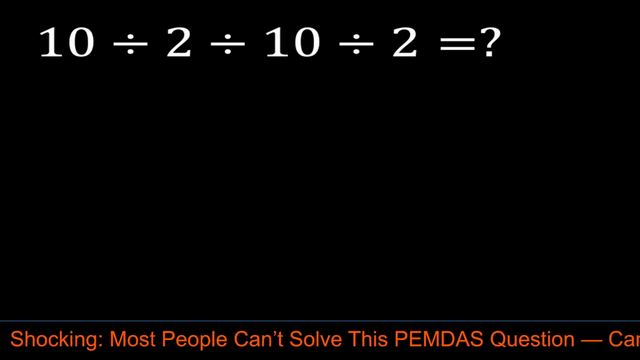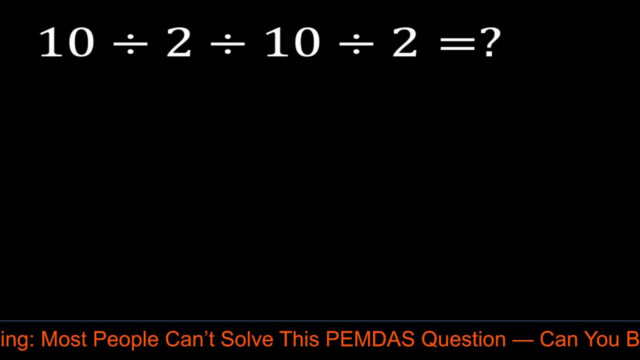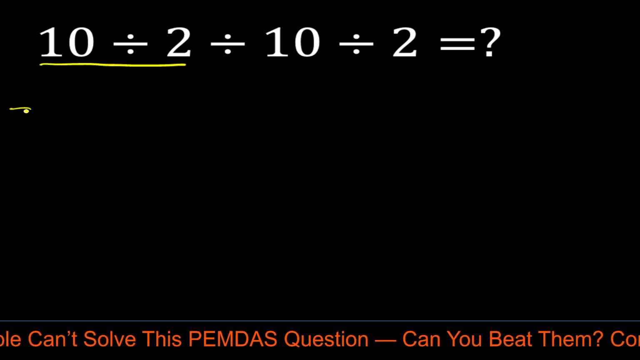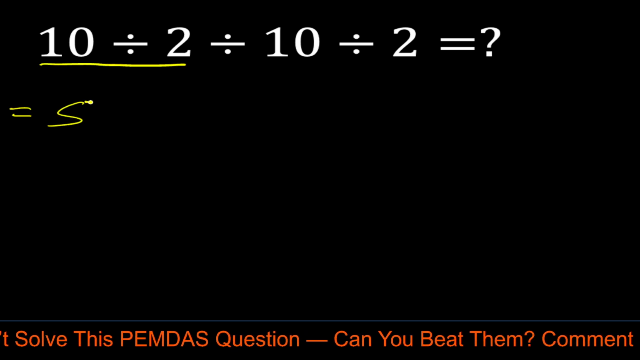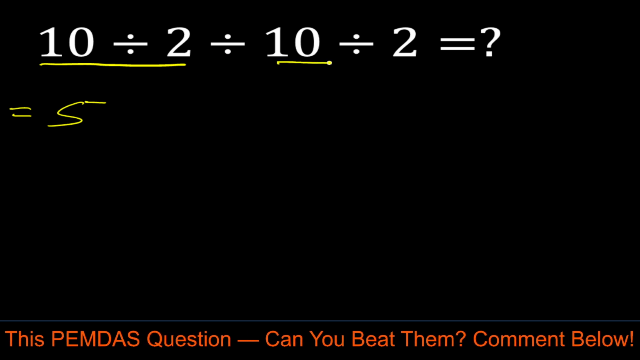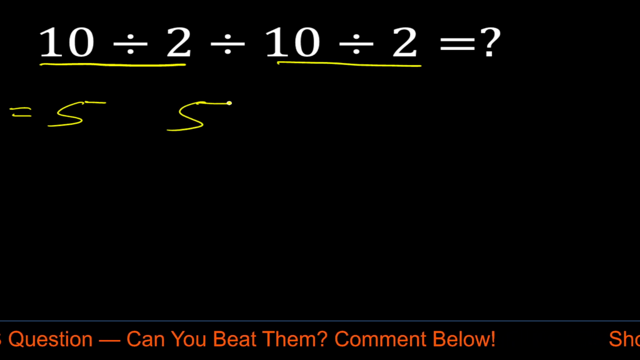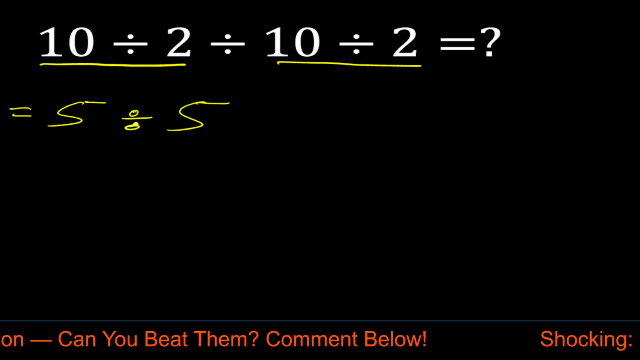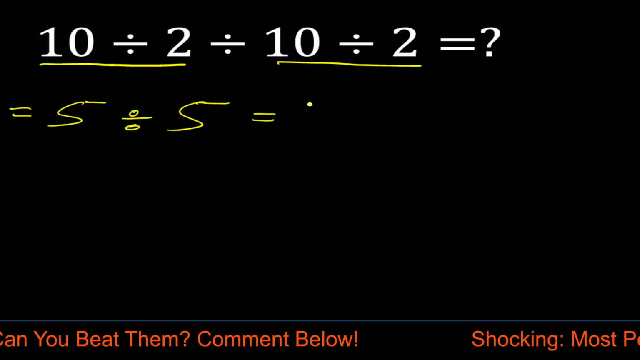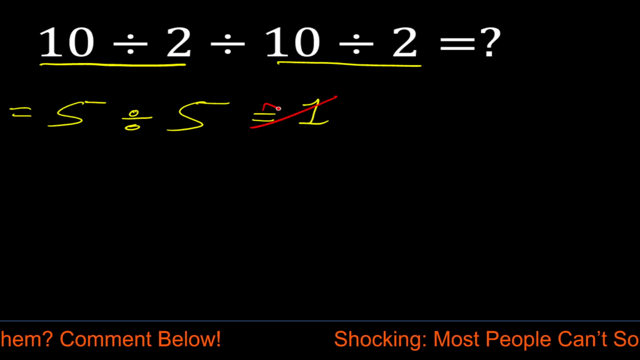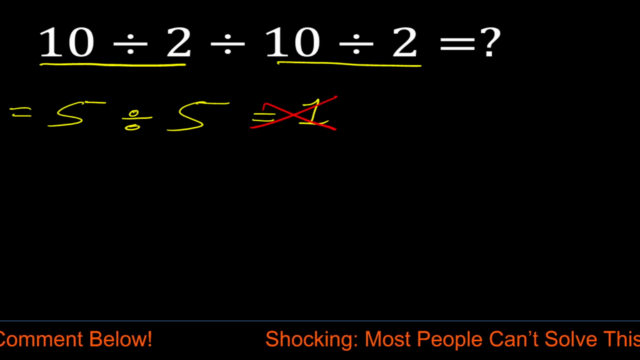So most people solve this question like 10 divided by 2. So 10 divided by 2 is equal to 5, right? Then again 10 divided by 2, so 10 divided by 2 is equal to 5. Now 5 divided by 5. So 5 divided by 5 is equal to 1, right? But this answer is not correct. This answer is completely wrong.